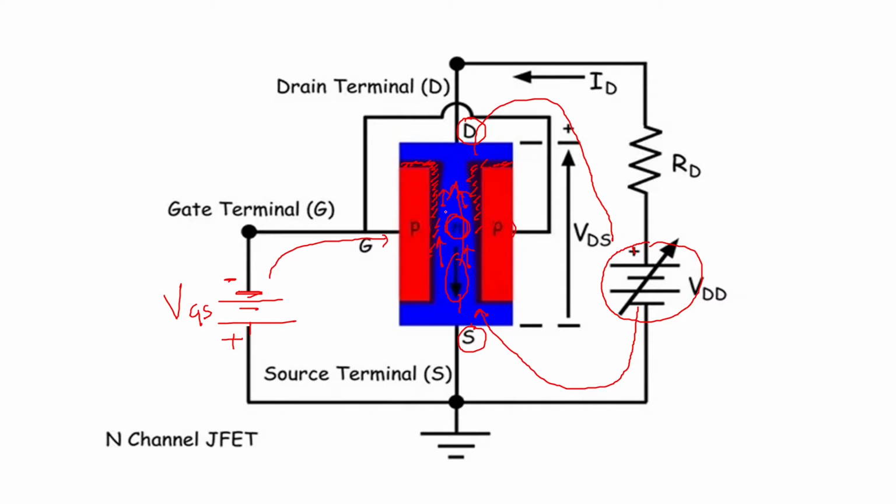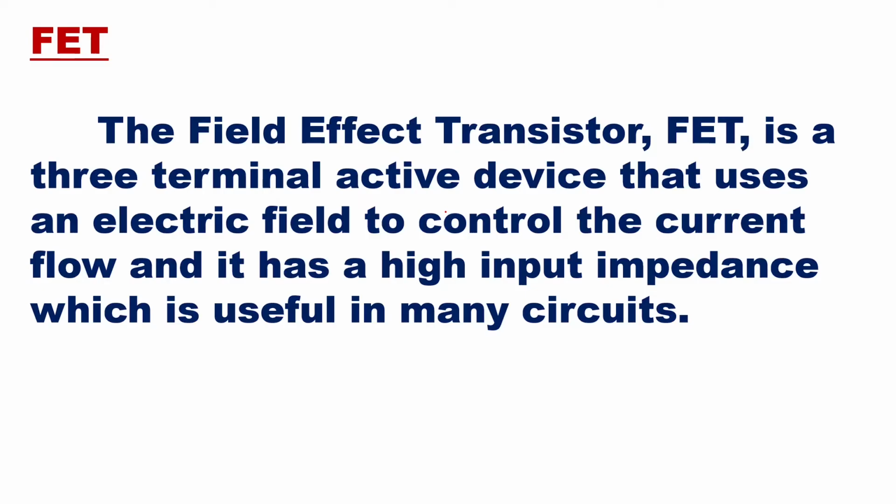Here we have shown an N-type semiconductor bar in which P-type semiconductor is induced on two sides. We can also have a P-type bar, in which you can induce N-type semiconductor on two sides. Now let's start with the definition of FET. The field effect transistor FET is a three-terminal active device that uses an electric field, as I have told you, to control the current flow, and it has a high input impedance which is useful in many circuits.